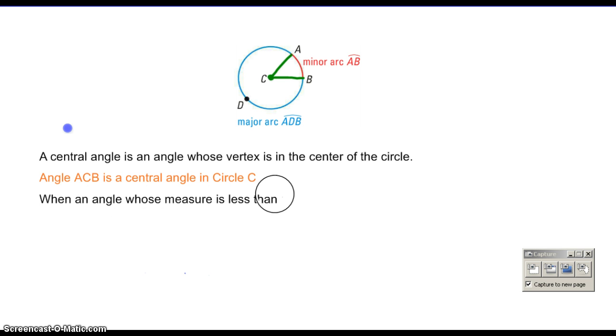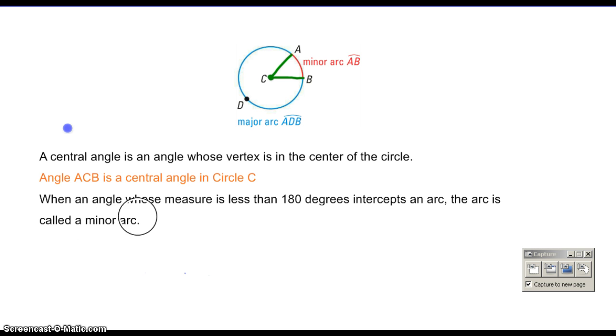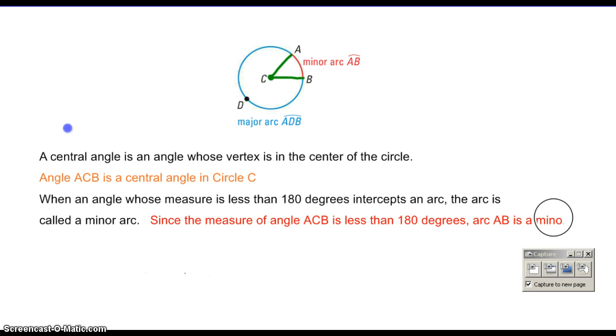When an angle whose measure is less than 180 degrees, so an angle ACB, when it's less than 180 degrees, it intersects an arc, and that arc is considered a minor arc. So in the picture above, if the measure of ACB is clearly less than a straight line, so less than 180 degrees, the intercepted arc AB is a minor arc. From point A to point B is considered a minor arc.